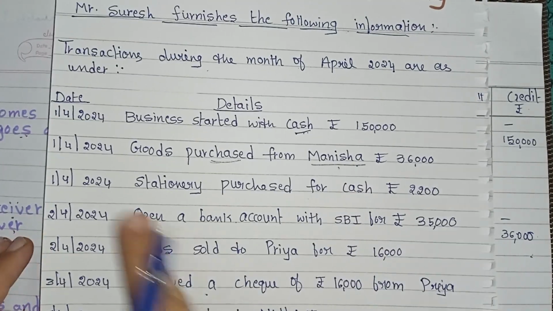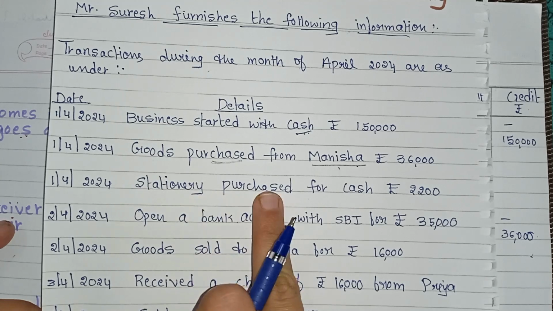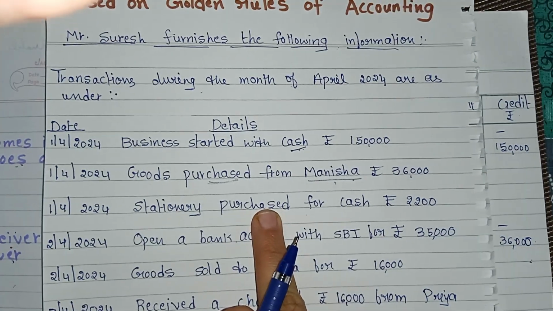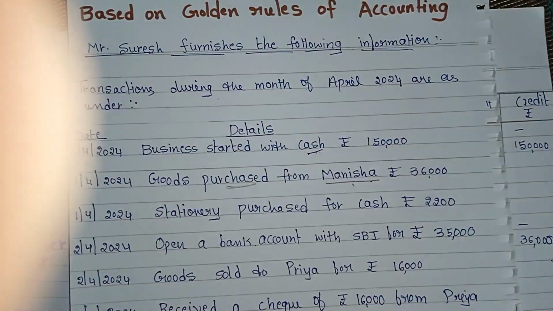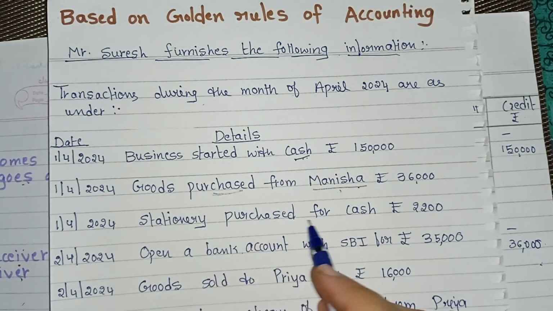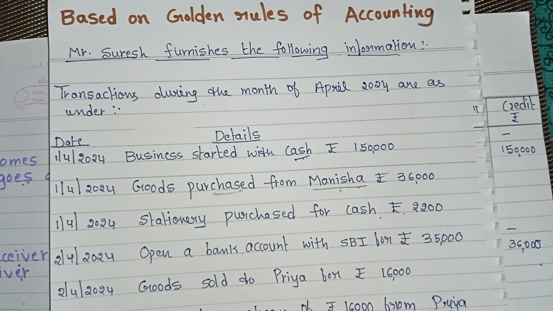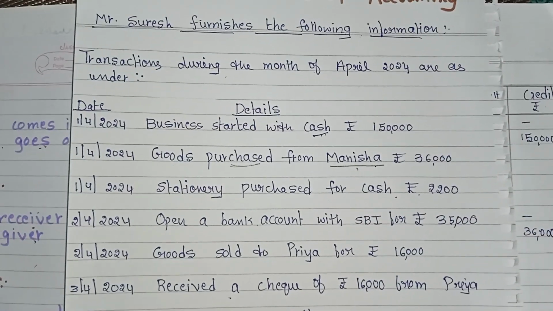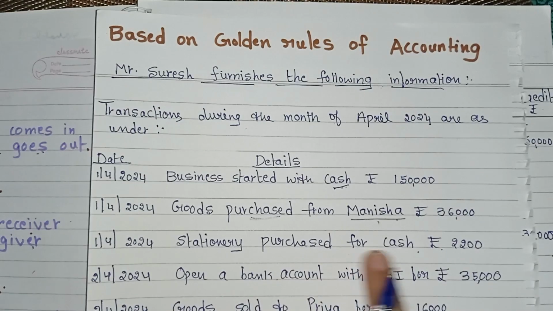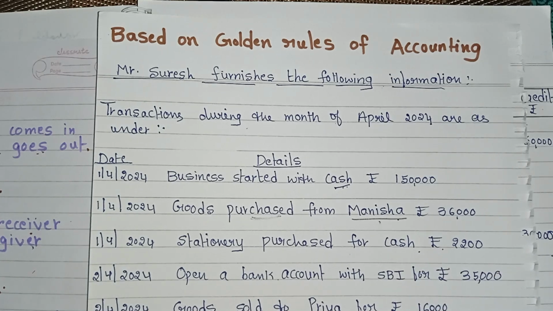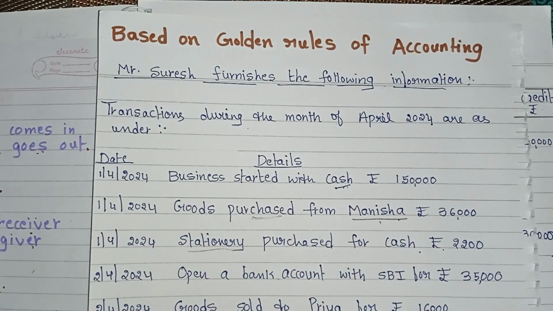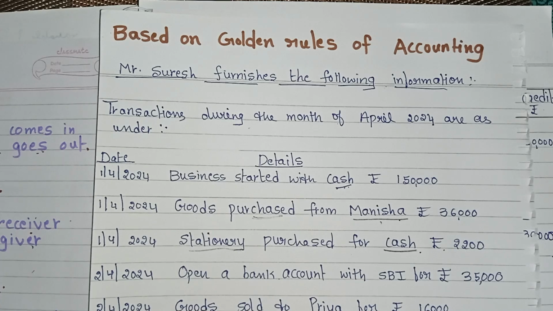Next one, third entry. Third entry is on the same date, that is stationery purchased for cash rupees 2,200. So stationery purchased for cash rupees 2,200. What are the two types of accounts involved here? First one is stationery account and second one is cash account.